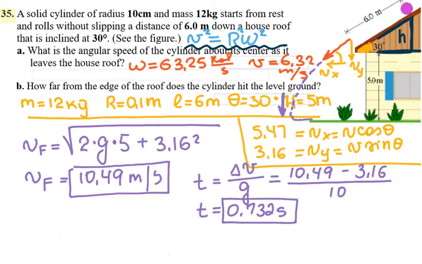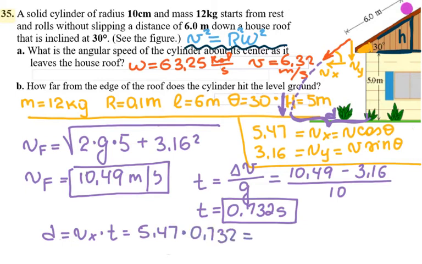And now I'm going to look at the horizontal distance. So now I can find this horizontal distance from the diagram. I'm looking for this distance d. That horizontal distance d is equal to Vx times the time. I found what Vx is equal to, that's 5.47, and the time is 0.732. And that gives me that the cylinder will land 4.03 meters away from the edge of the roof.